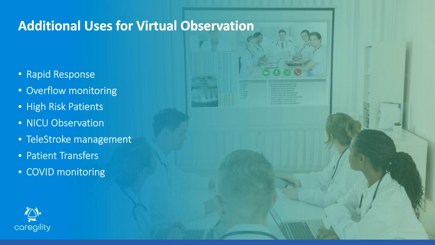So virtual observation can be used to perform pre-transfer assessment to ensure that when they're transferred to the other facility, they are at the appropriate level of care that they need when they are received at the other hospital. So these are just a few of the other types of use cases that the technology can be used for. Yes, it's a great technology for falls, and we've done that for a long time, but these are some other things to start thinking about that the technology can be used for as well.